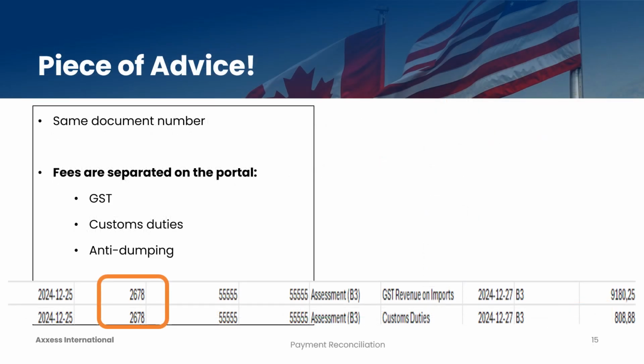Before concluding this capsule, here is a piece of advice. It happens that you can see the same document number multiple times when you export the CSV file. This is all normal because the fees are separated on the portal. You will see that you can have a specific line for GST, another one for customs duties. You will find different ones for anti-dumping and surtaxes.